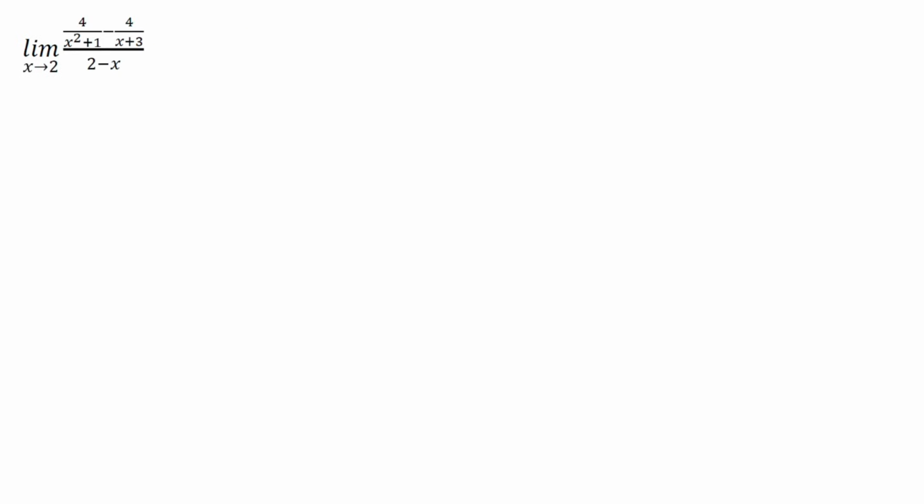All right, our next one here is a limit as x approaches 2 of this nice little complex fraction that we've got here. So the first thing we should do is check and see what we get if we actually plug in 2 to this fraction. So if we do that, we end up with 4/5 minus 4/5 over 2 minus 2, which is clearly 0 over 0. So we need to either use L'Hopital's rule or just simplify the complex fraction.